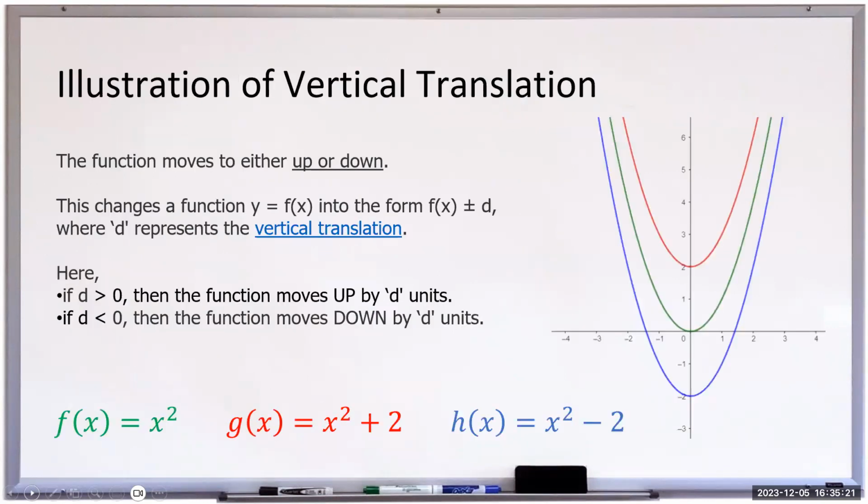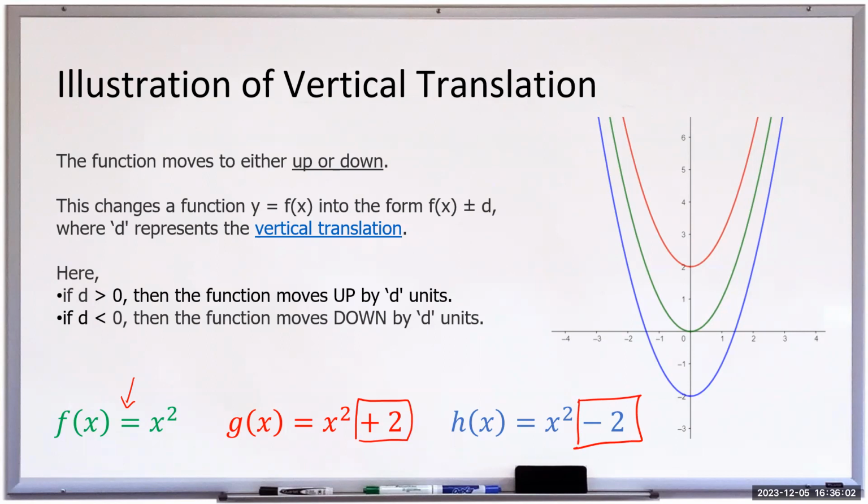So, an example of vertical translation. Let's say we have here a parent function. This is your parent function, the green one, f of x is equal to x squared. So the graph of this is shown here on the screen. And we have two additional functions, g of x and h of x. So g of x is equal to x squared plus 2, while h of x is equal to x squared minus 2. So as you can see, there are additional values here compared to your parent function.